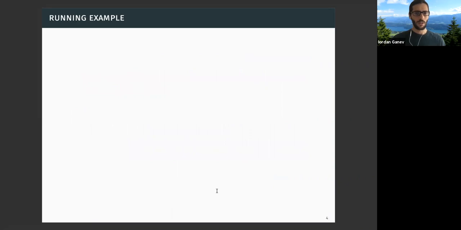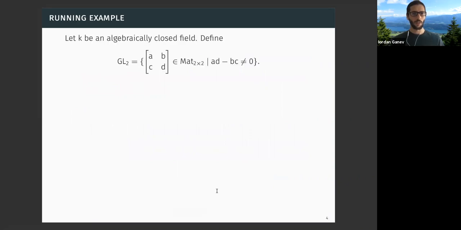So I'll say some things about the running example of the 2x2 general linear group. This is our first example of an algebraic group. So first of all, we'll be working in this class over an algebraically closed field.